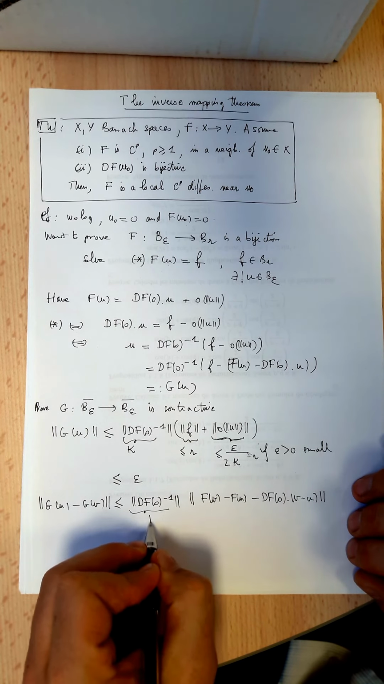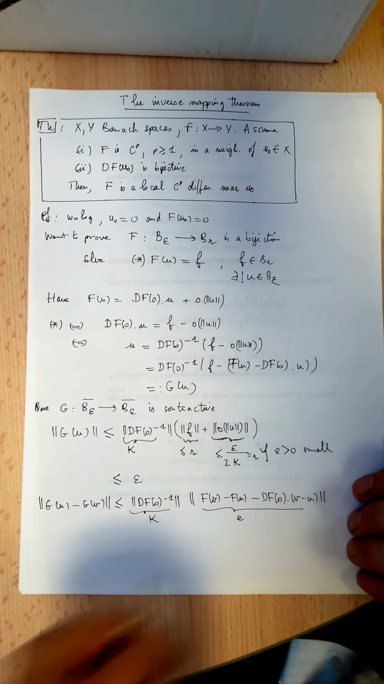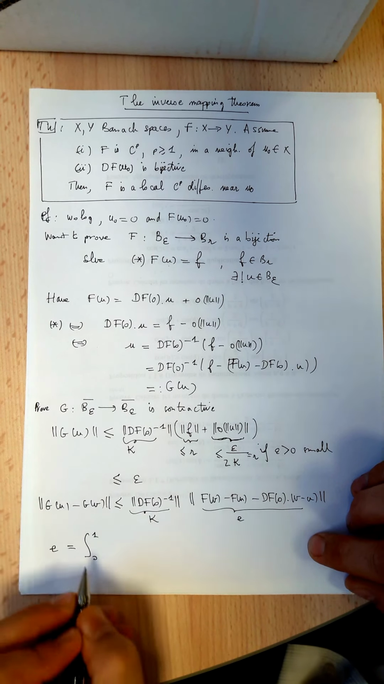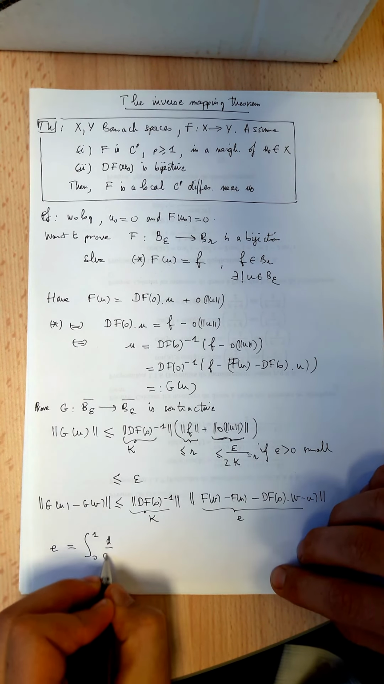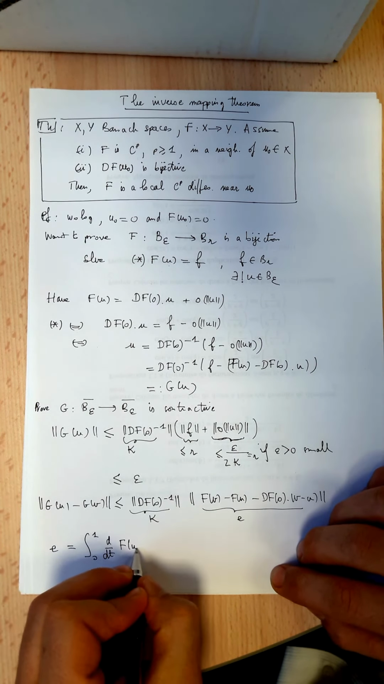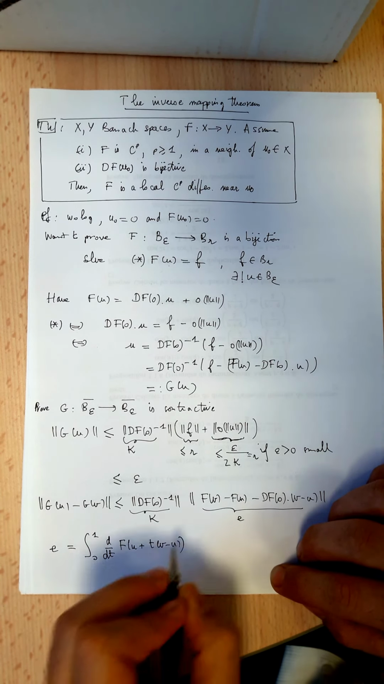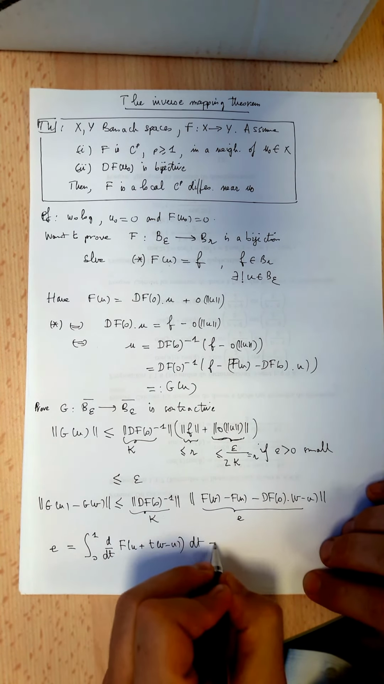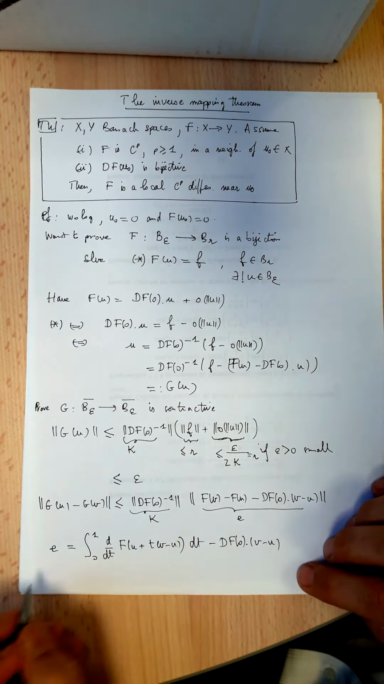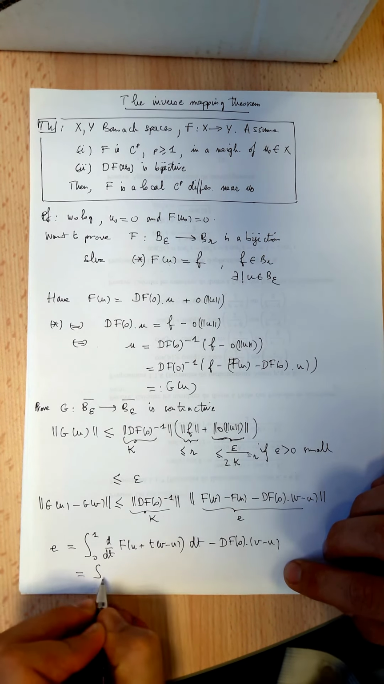This is the quantity that we already called k, and let me call this vector e. So we have that e, by the fundamental theorem of calculus, is equal to the integral from 0 to 1 of d by dt of f of u plus t times v minus u, dt, minus the differential of f at the origin times v minus u. And now by the chain rule, it's easy to compute this quantity. And it's going to be equal to what?